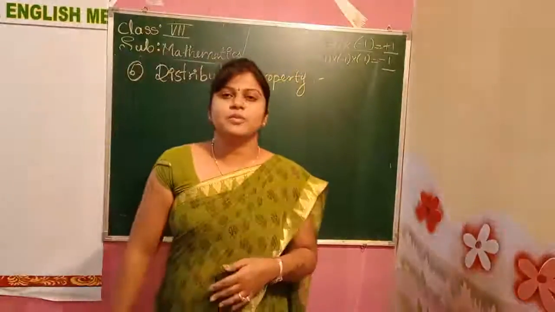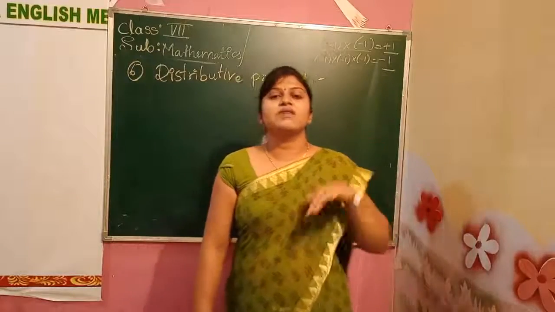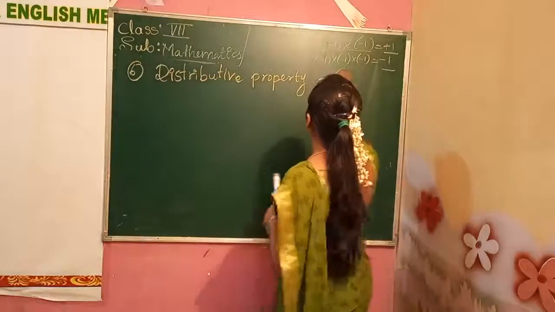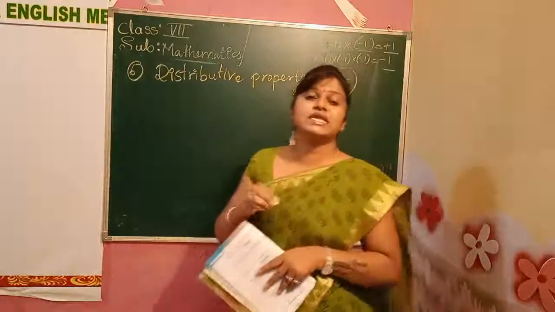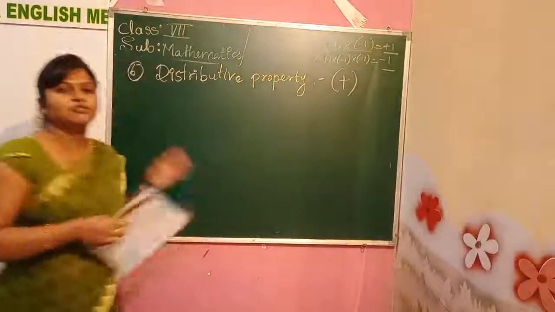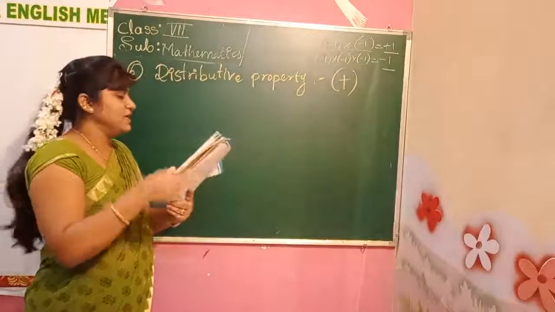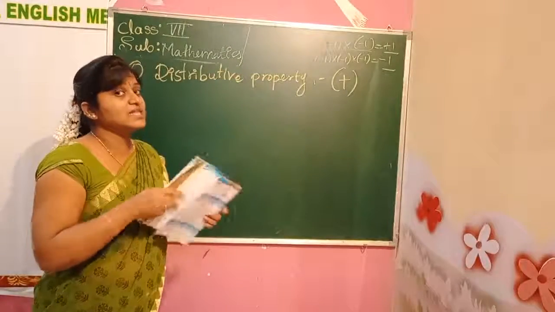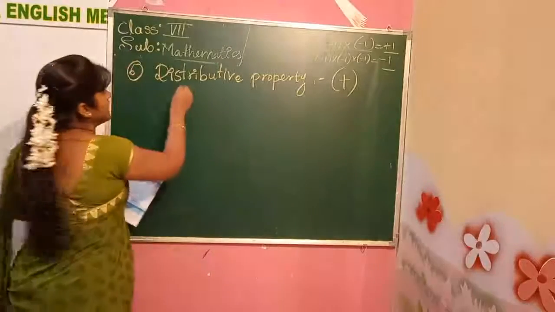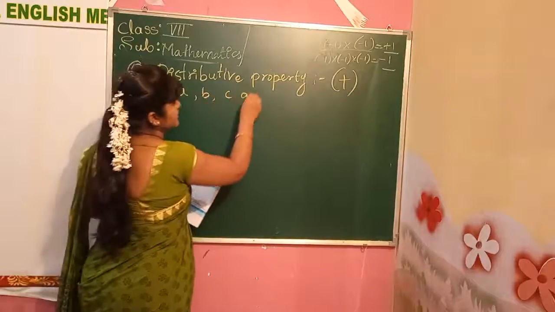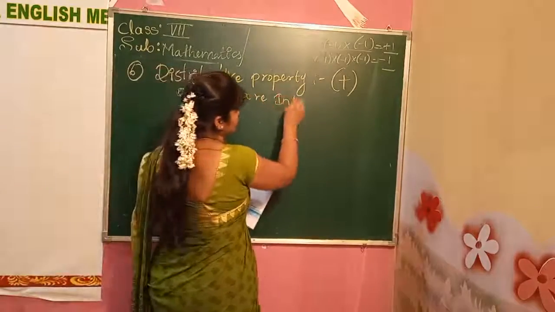Here in the distributive property, we take a help of other sign also. Here we are taking the sign plus, that is addition sign we are taking. Here also we have 3 different integers. But we are taking the sign here. So A, B, C are integers.